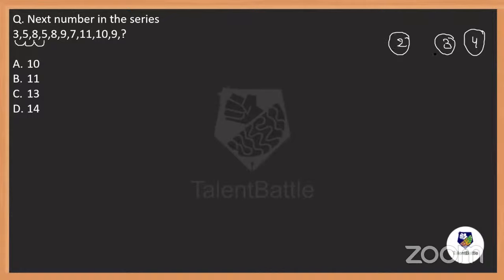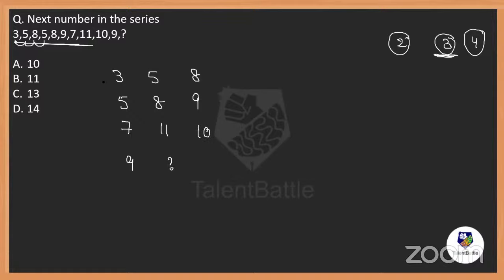So they are going to group the numbers actually. I'll tell you one model. Here the grouping happened like 3, 3. See, 3, 5 and 8. First 3 take as a pair. And next 3, 5, 8 and 9. This is one pair. 7, 11 and 10. This is one pair. Next 9 question mark.